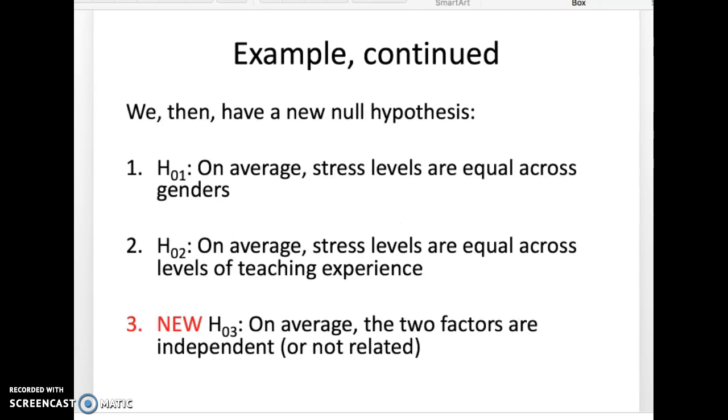Let's continue with this example. Here are new null hypotheses. So our first one, this null hypothesis: on average, stress levels are equal across genders. That's our first main effect. Our second null hypothesis, for our second main effect: on average, stress levels are equal across levels of teaching experience. And then our third one, which represents our interaction effect: on average, the 2 factors are independent or are not related. So notice that our hypothesis here is really about that interaction, that those 2 factors either interact or do not.